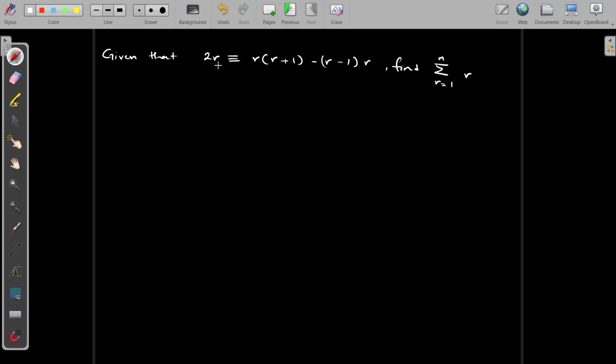Alright, so we're given this. We need to find the sum of the r. So the usual case would be to prove that these are equal. So let's use the right hand side. So this is r squared plus r minus r squared plus r. So this is just 2r. And left hand side equals right hand side. So let's go. They want us to find the sum up to n when r is equal to 1 for r.